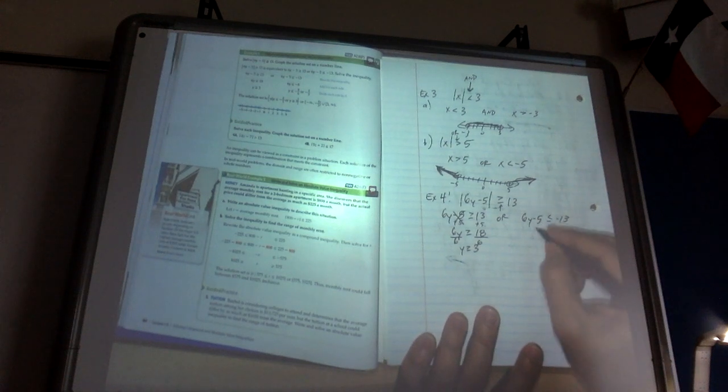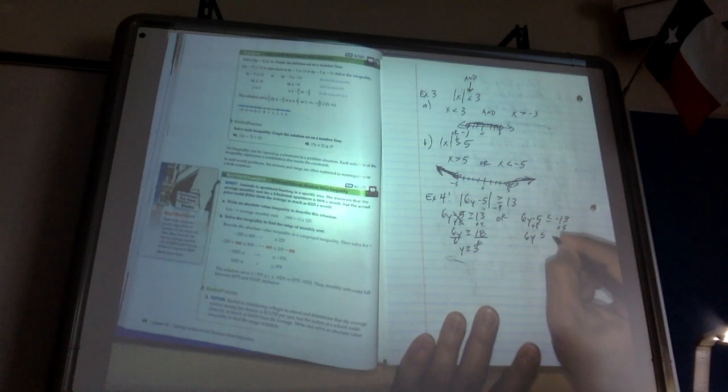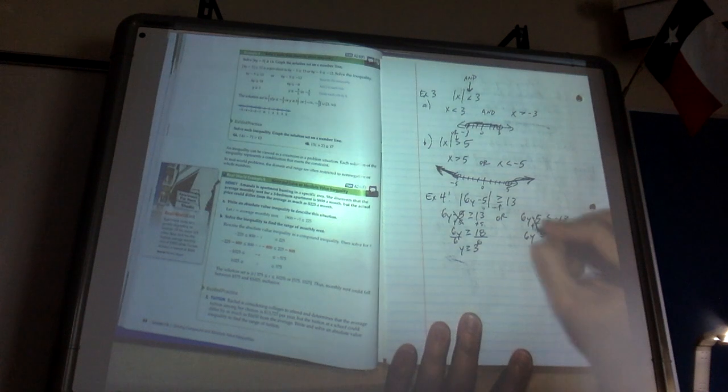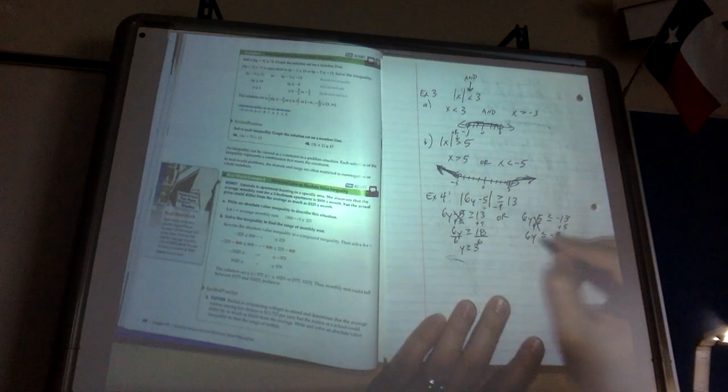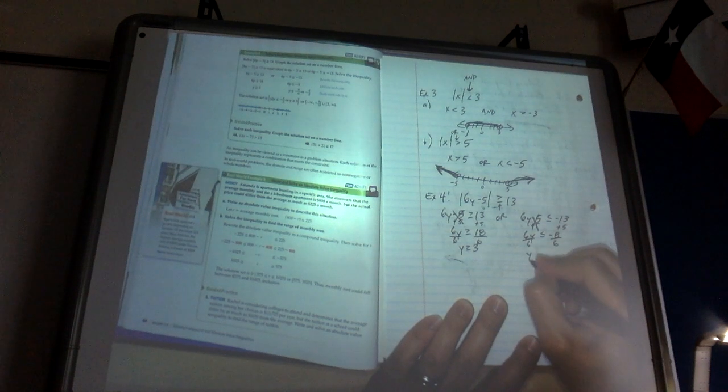Or, we do it on the other side, same thing. I add 5 to both sides, plus 5. I get that 6y is less than or equal to -8. -13 plus 5 is -8. Again, remember, our 5's canceled out. I divide by 6. A little bit of a fraction here. No big deal, but this reduces, and this is y is less than or equal to -4/3.